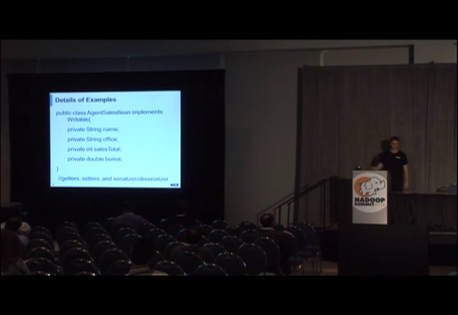Any questions so far? No? Great. So here's my agent sales bean. It implements Writable. Note that implements Writable is what I was talking about earlier. This is the serialization part of passing in between the mapper and the reducer. You need to specify two methods, one for how this object is serialized, and one for how this object is deserialized. We have 4 fields, 2 strings, an int, and a double. Fairly self-explanatory, followed by getters and setters, serializers and deserializers.